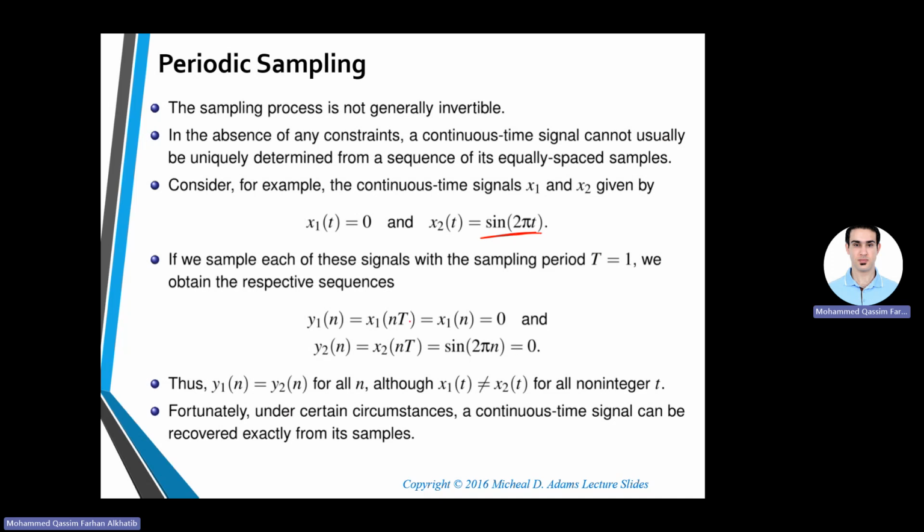All right, also, when you have a signal like this equal to 0, it doesn't matter how many samples you have, it's always 0. So it's useless to have sampling in such signals. So if we sample each of these signals with a sampling period T equal to 1, we obtain the respective sequences, like multiples of pi. You get zeros everywhere. Let's continue next week, inshallah.